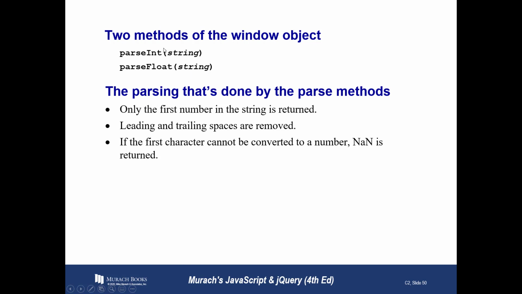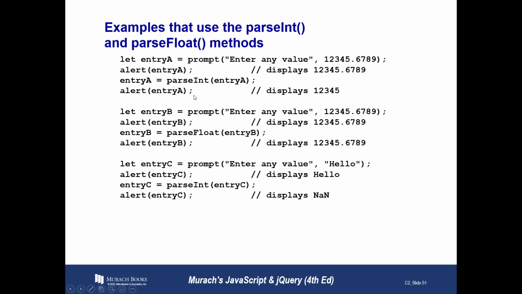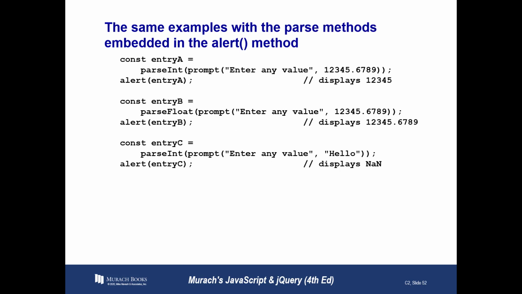If the first character that I put in is non-numeric, it's either alphabetic or a special character or blank, this will return NaN for not a number. So will this. And here's some examples. And some more examples.